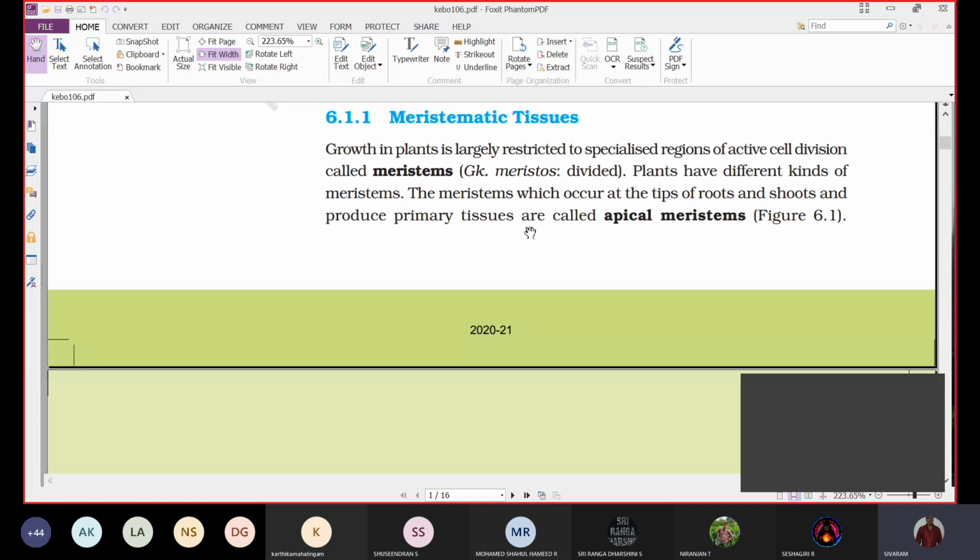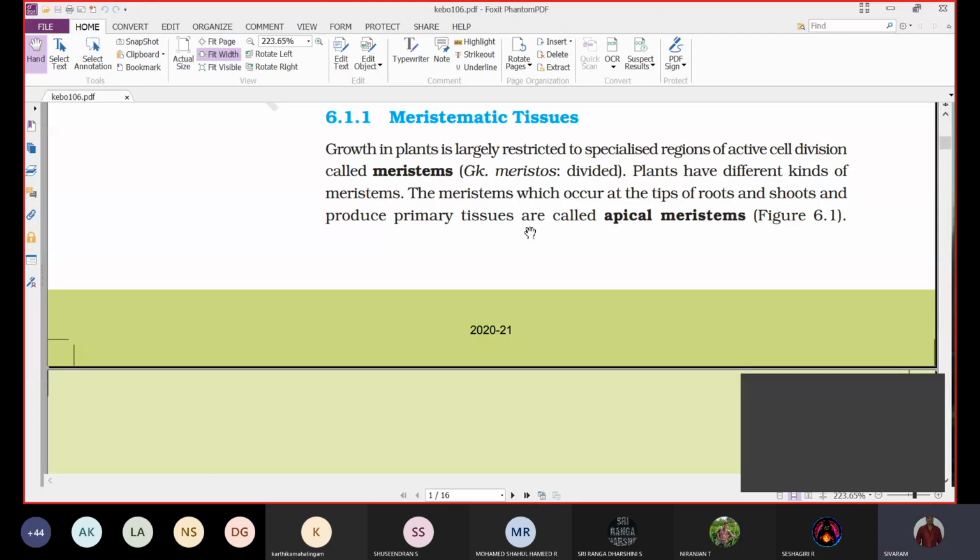Generally, where are these meristems present? These meristems are usually present at the tip of the root and shoot. Based upon the position of these meristems, plants have different kinds of meristems, and the meristems which occur at the tip of the roots and shoots and produce primary tissues are called apical meristems.